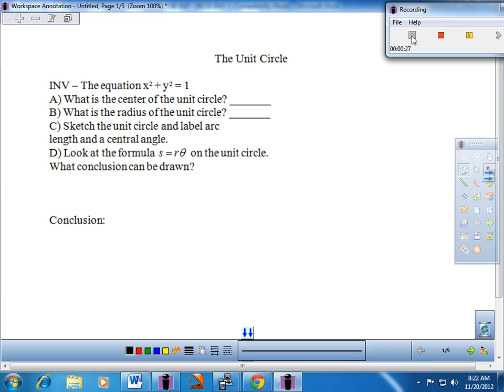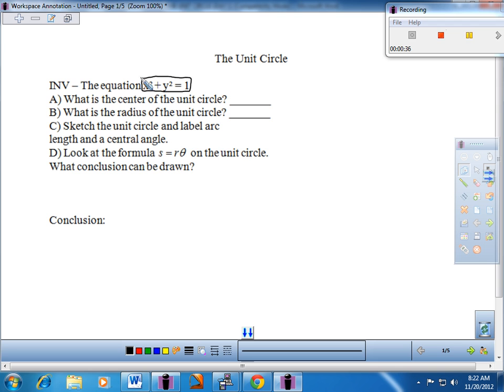So we're going to start it out here. I have a little investigation at the top, and it says the equation x squared plus y squared equals 1. If you don't mind boxing that up for me, that would be the equation for the unit circle. If I put all the x's and y's in that equation that make the equation true, it would form a perfect circle on the coordinate plane.